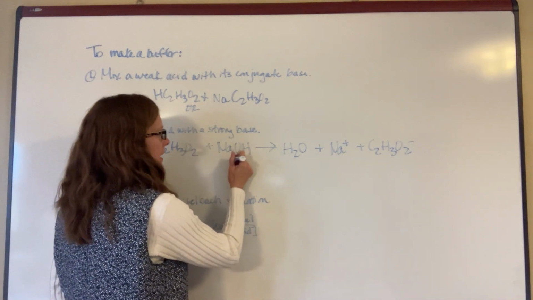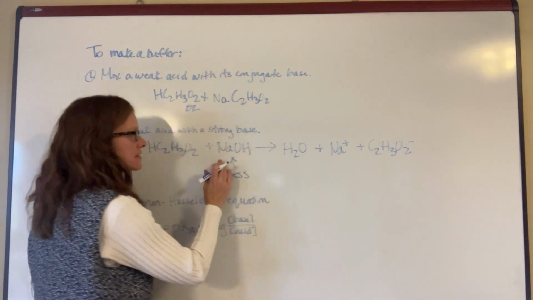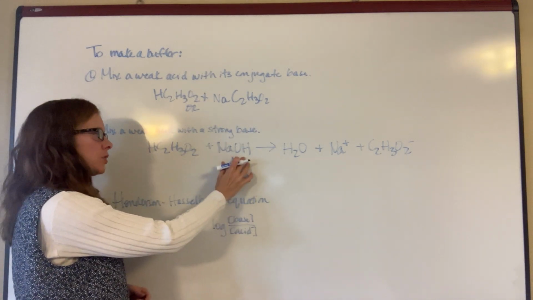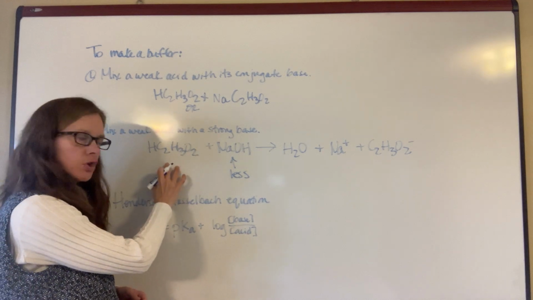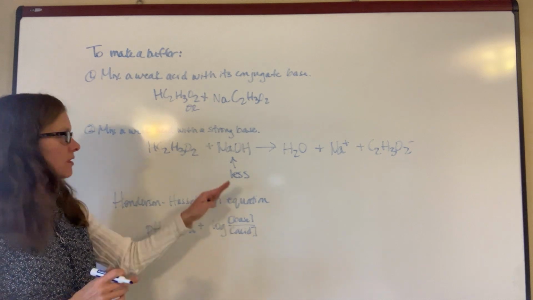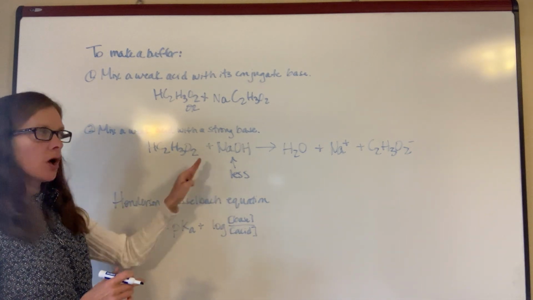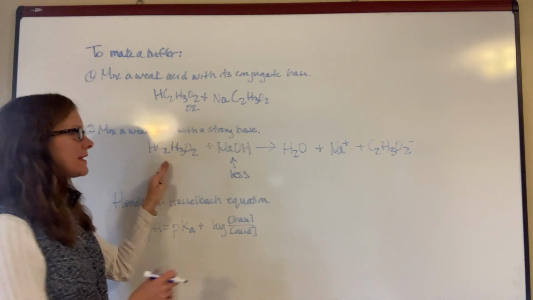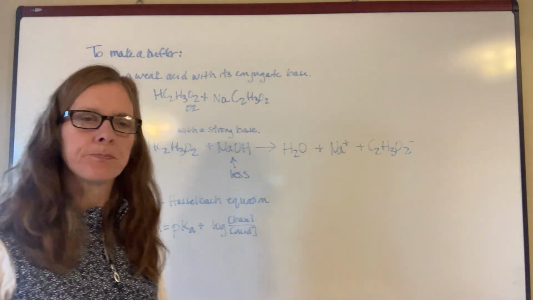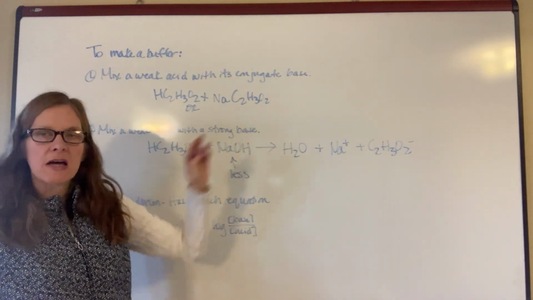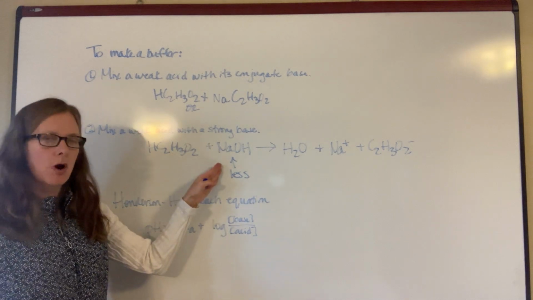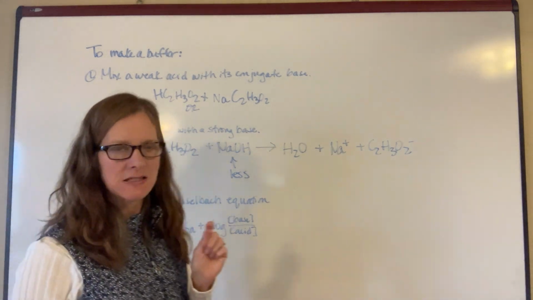As long as I use less of this than what I have of this, so that this is my limiting reagent, I'm going to have some leftover weak acid. Then, as long as I have some of this left over, and this is all used up, then I will have weak acid and its conjugate base set up, and then voila, I have a buffer system. So this technique works as long as you're careful to use a stoichiometrically lesser amount of the strong base than you have of the acid.